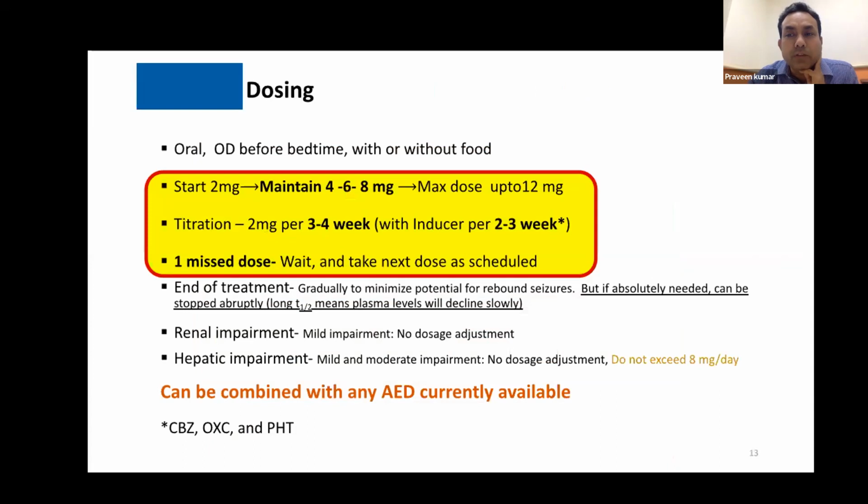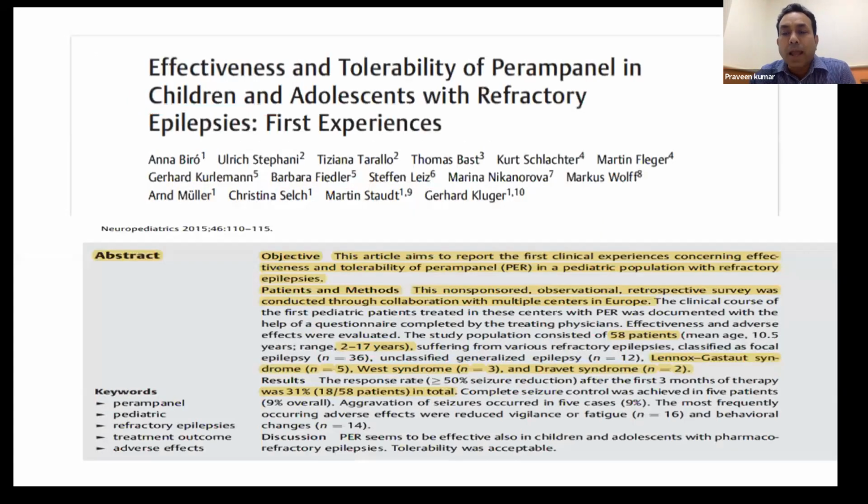The dose is from 2 milligram to 12 milligram. You start with 2 milligram per day at night, and gradually you can go up to 8 to 12 milligram at night. Only one dosing is required. It can be combined with any of the currently available anti-seizure medications. Perampanel is available in many forms, many brands have come recently, and there are a number of studies on the role of perampanel in refractory epilepsies. People have even tried it in cases of Lennox-Gastaut syndrome, West syndrome, and Dravet syndrome.